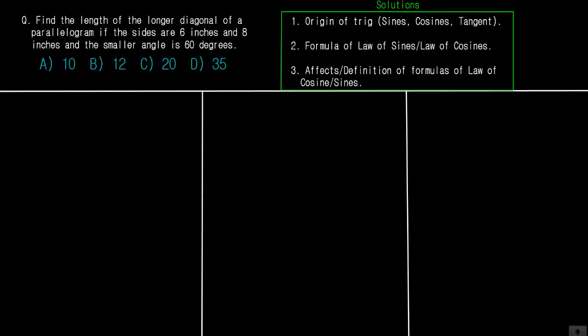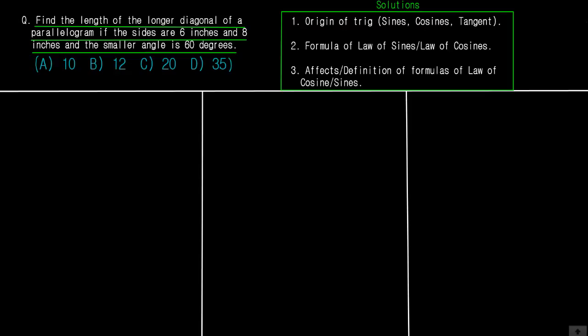The question of our trigonometric function problem of SAT level math 2 will be: find the length of the longer diagonal of a parallelogram if the sides are 6 inches and 8 inches and the smaller angle in the parallelogram is 60 degrees. And there are some choices. There are 5 choices we can choose as our answers right over here, from A to E.